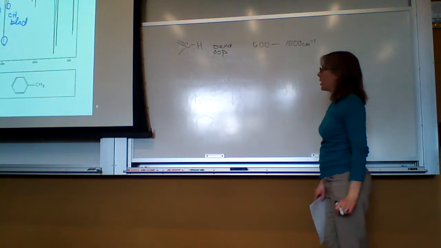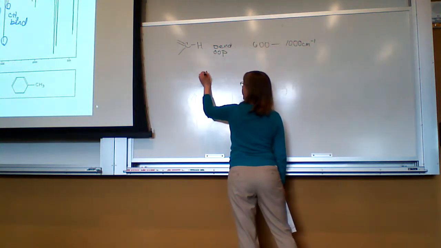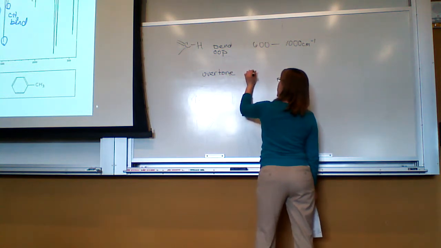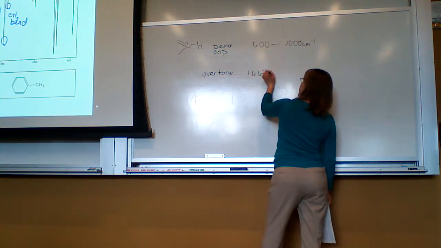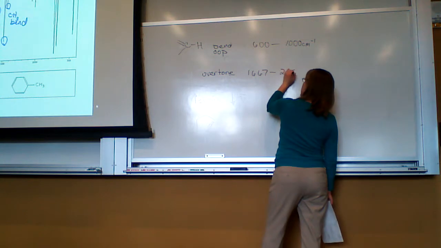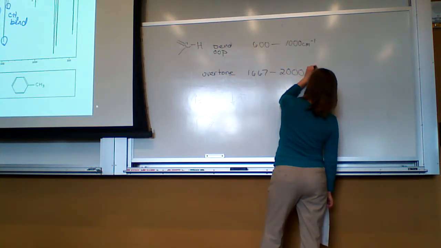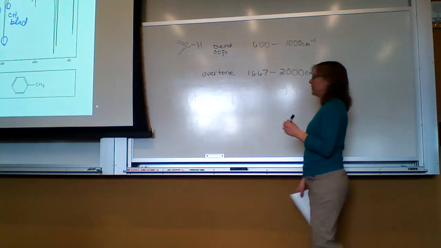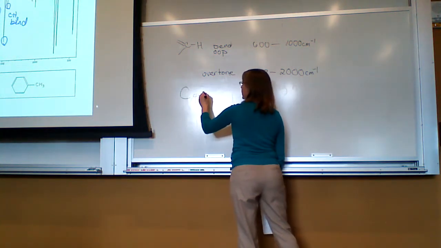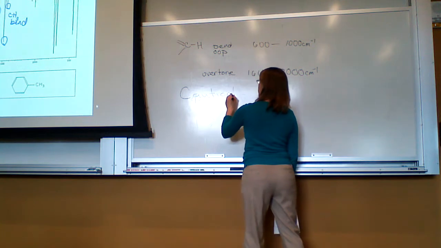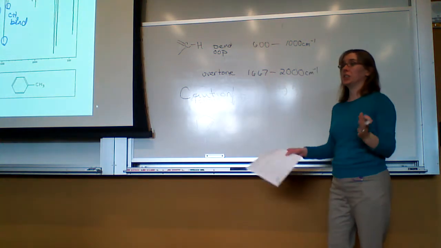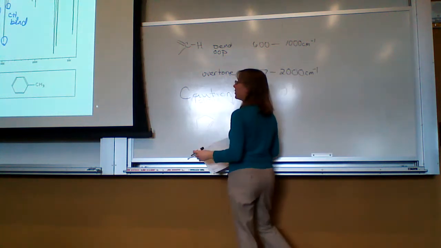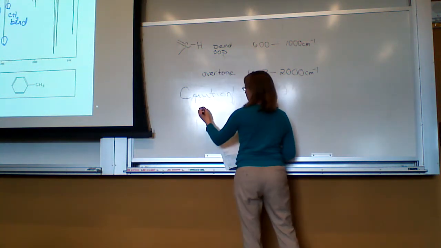Then they also have an overtone between about 1667 and 2000. When you're analyzing these, be careful, because there are lots of peaks that show up in those regions, and it depends on the type of functional groups that are attached to the aromatic ring.